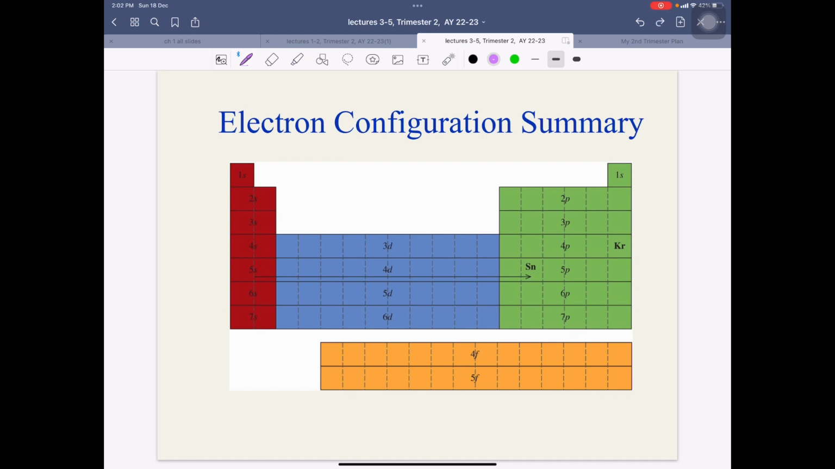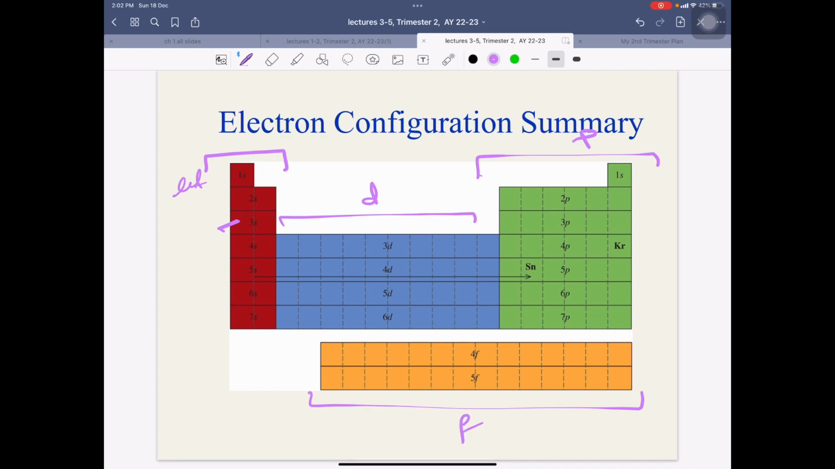Okay, here is a simple summary. The representative elements on the left are gonna stop the configuration at S. The representative elements on the right are gonna stop the configuration at P. The transition elements in the middle, the electron configuration stops at D. And the inner transition elements stop at F.